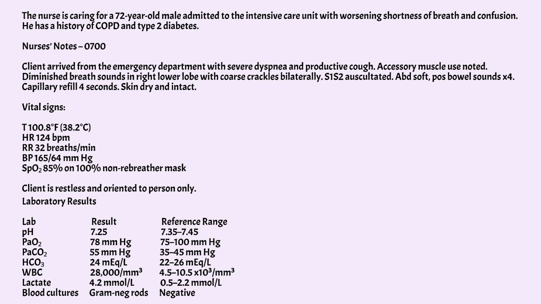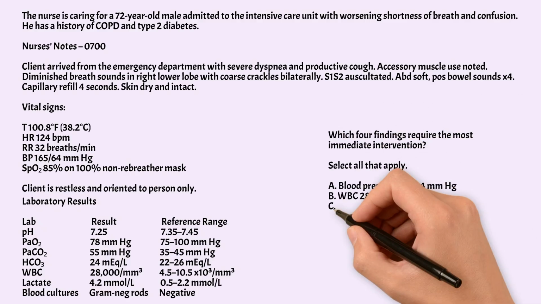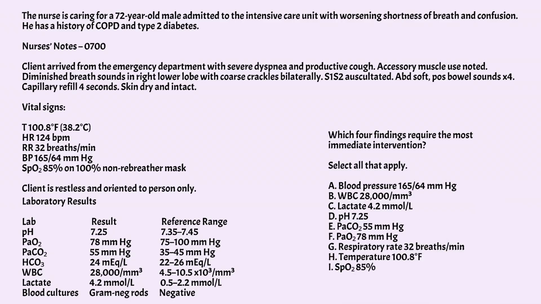And then you can see the following lab results. pH of 7.25, PaO2 of 78, PaCO2 of 55, bicarb 24, white blood cell count 28,000, lactate 4.2, and blood cultures gram-negative rods. So our question is, which 4 findings require the most immediate intervention?